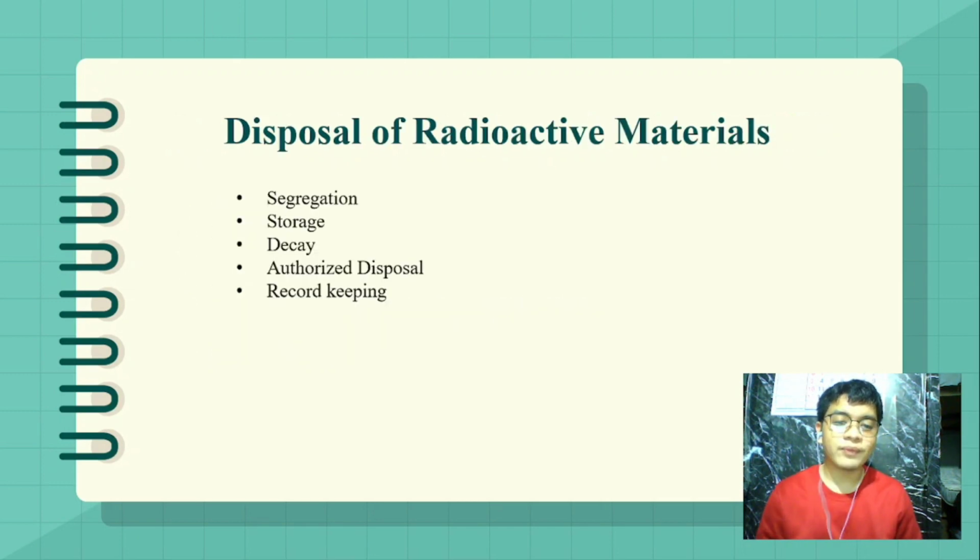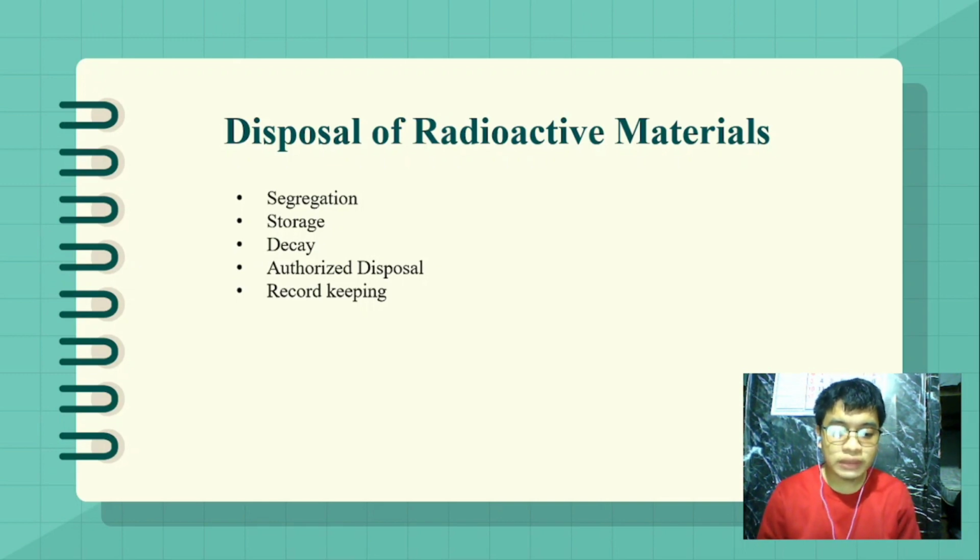Next is disposal of radioactive materials. The disposal of radioactive materials from SPECT scans should comply with local regulations and guidelines. Typically, the following steps are involved. The first is segregation, next is storage, decay, authorized disposal, and record keeping. Segregation is when radioactive waste should be segregated from other waste streams to prevent contamination. Storage. Radioactive waste should be stored in designated containers that are shielded and clearly labeled as radioactive.